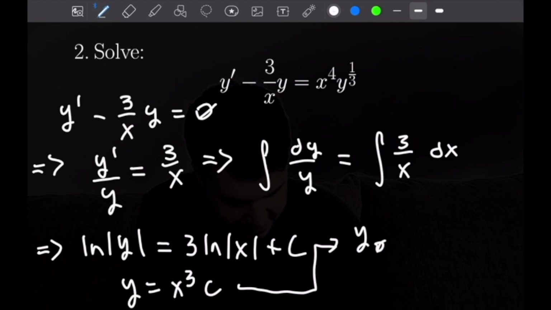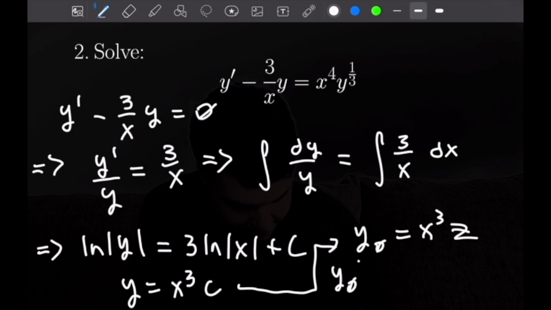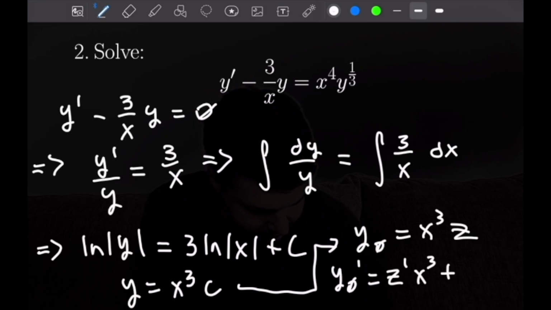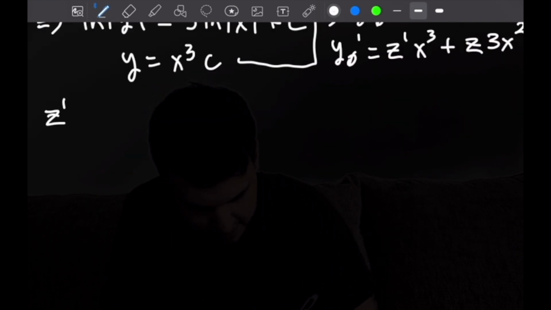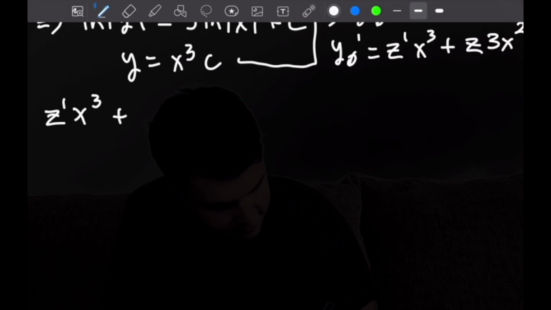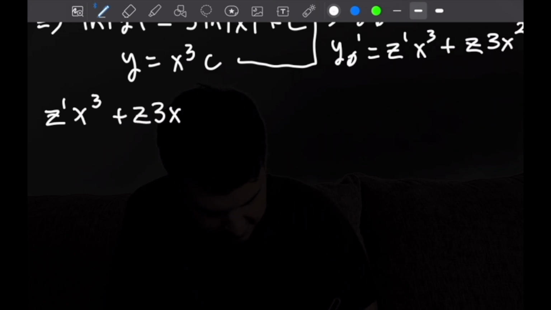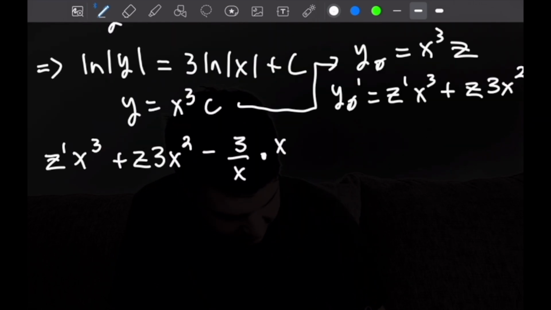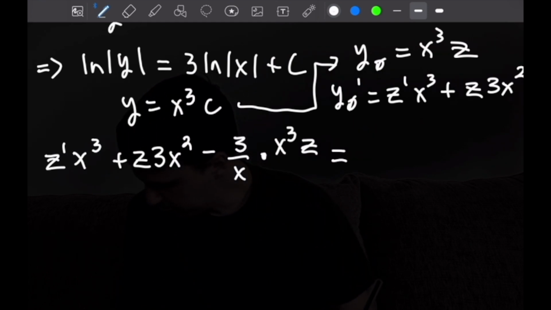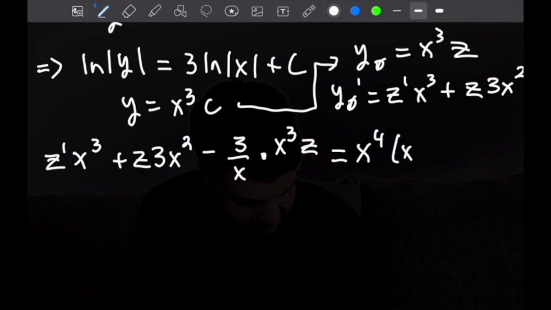We'll have that y naught is equal to x cubed times z, which means that y naught prime is going to be equal to z prime times x cubed plus z times 3x squared. So let's go ahead and substitute that into our original equation. So we will have z prime times x cubed plus z times 3x squared minus 3 over x times x cubed z is equal to x to the 4th times x cubed z to the 1/3 power.